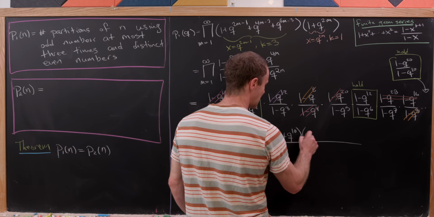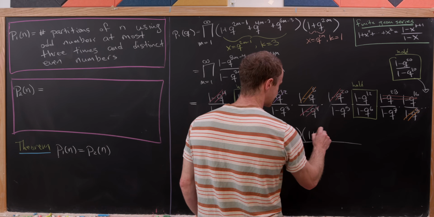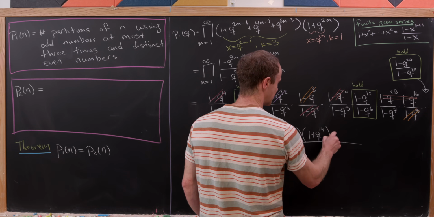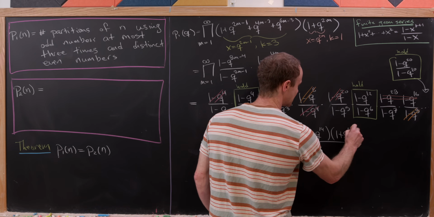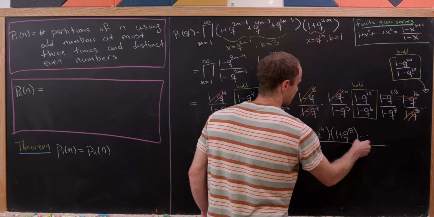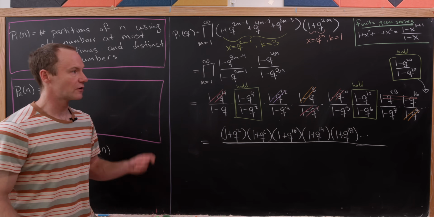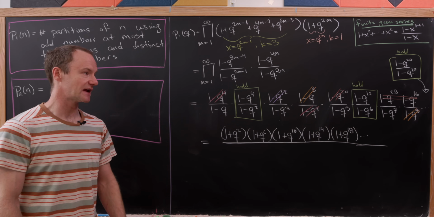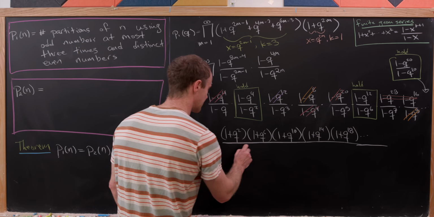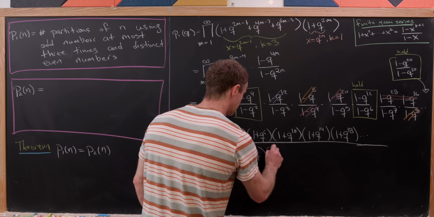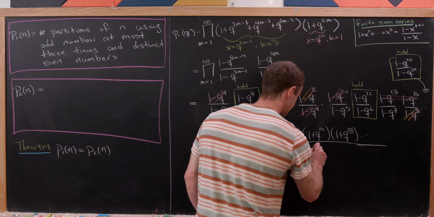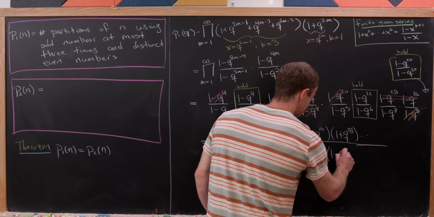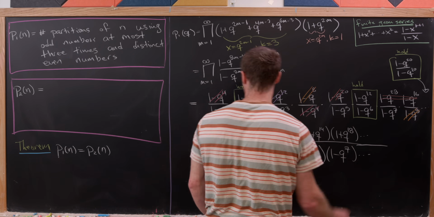So that means this next one is probably going to be 1 plus q to the 14, and then 1 plus q to the 18, and so on and so forth. And then what's left over in the denominator? Well, notice that all of the evens in the denominator cancel, and we're left with simply all of the odds. So we've got 1 minus q, 1 minus q cubed, 1 minus q to the 5th, 1 minus q to the 7, and so on and so forth.